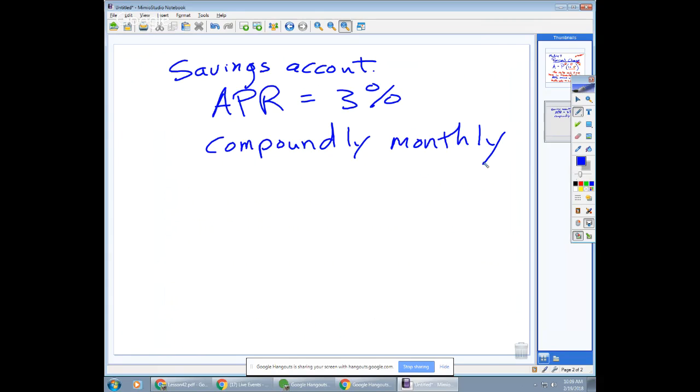Last time I checked, you couldn't even get 3% on a 10-year CD. I know you can't. I picked 3 for a reason. Yeah, you're not going to get that either.